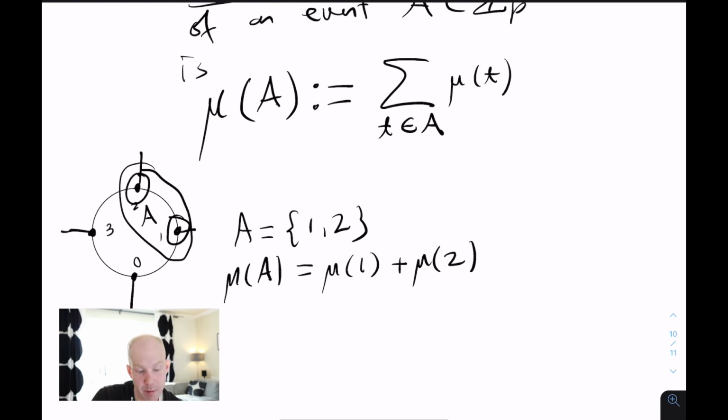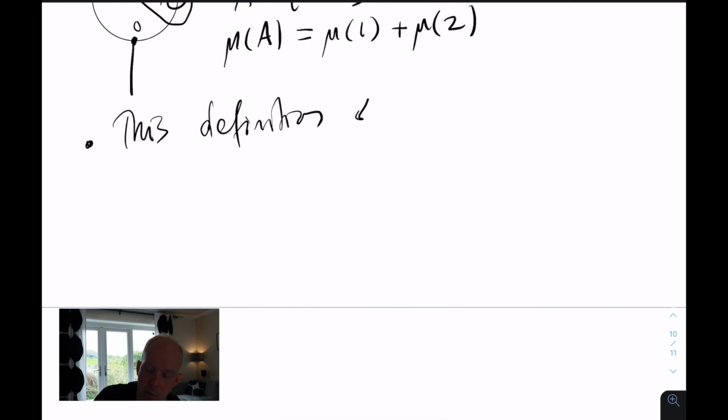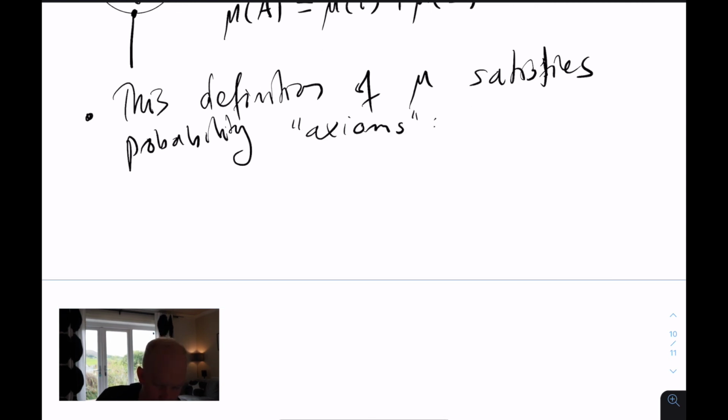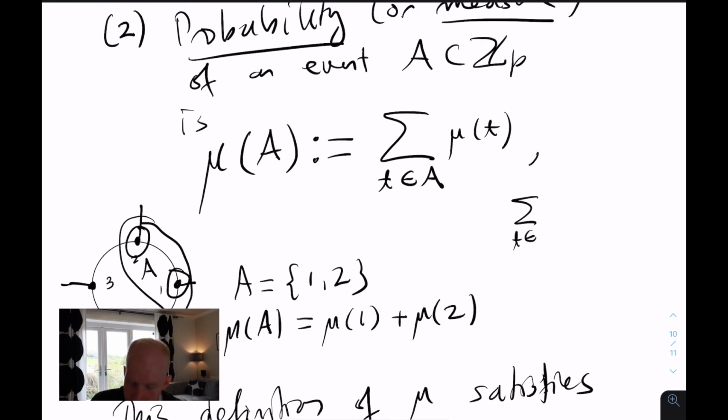And those who are familiar with some probability theory notions will see that this definition of mu satisfies the probability axioms, you could say. You could think about the empty set, and you could formally define its measure to be just zero because there are no weights to add. In this notation you could put a convention that the empty sum, the sum over the empty set of mu, is just defined to be zero. You could have this convention in here.